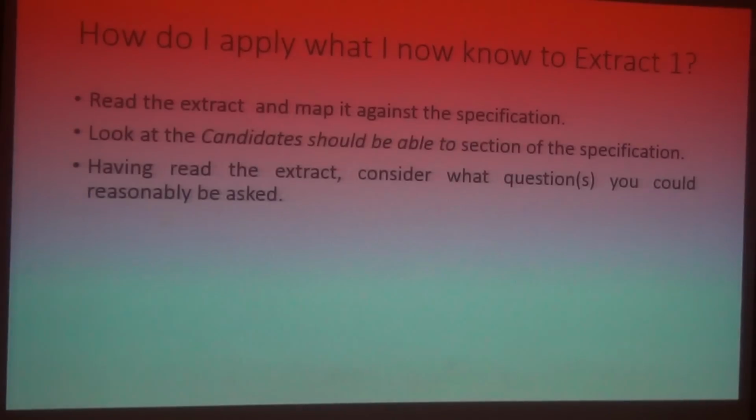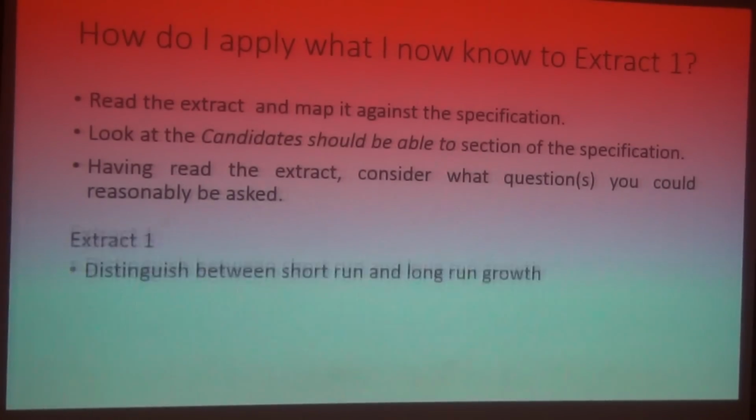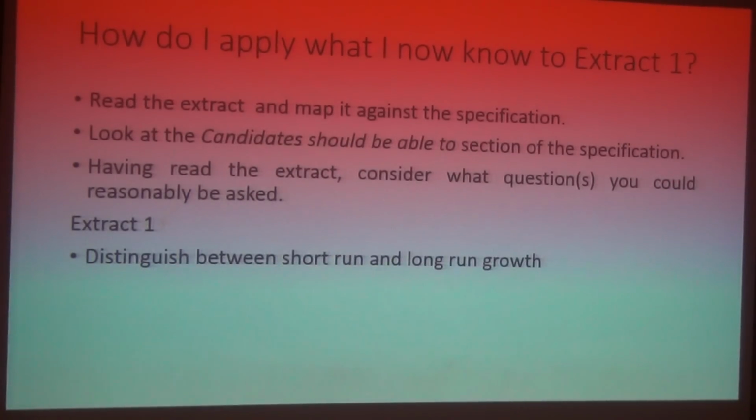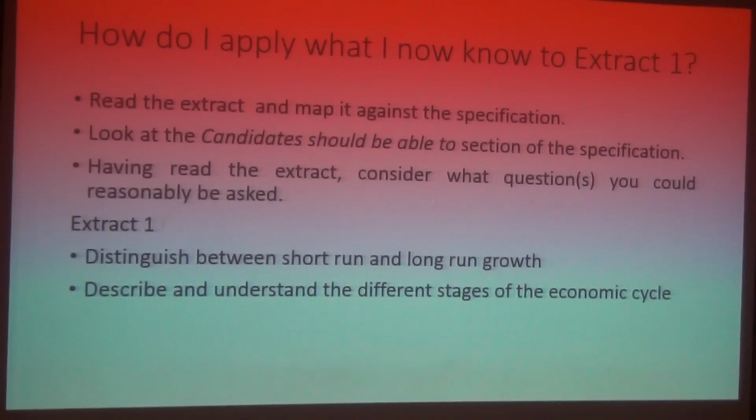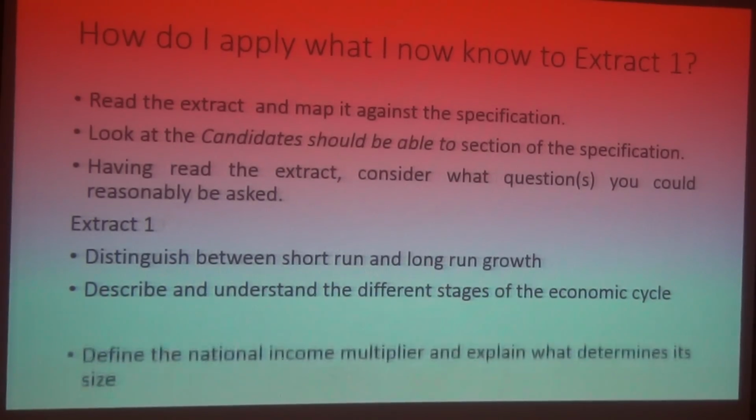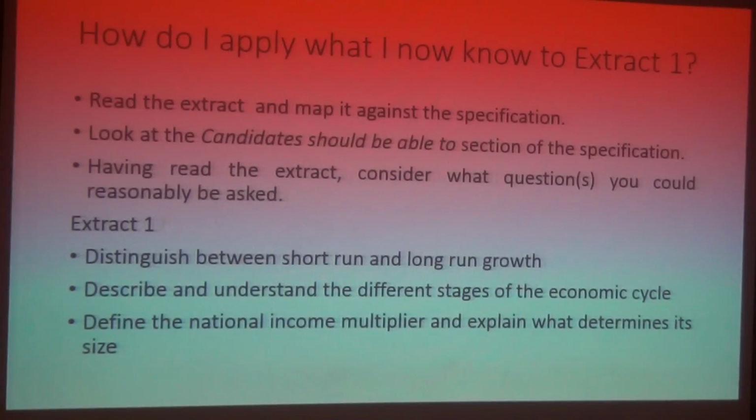So on that basis, it would be reasonable to assume that the possible 4-mark questions for extract 1 will be one of distinguish between short-run and long-run growth, describe and understand the different stages of the economic cycle, define the national income multiplier, and explain what determines its size. All for 4 marks each. Pretty straightforward questions really.